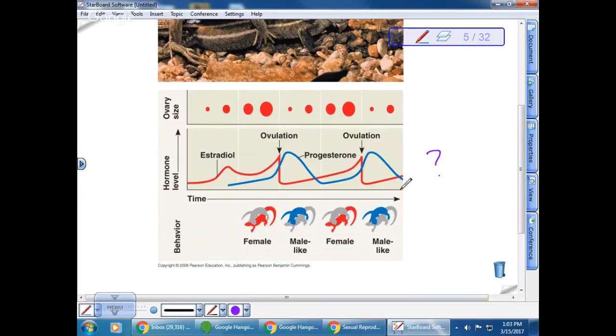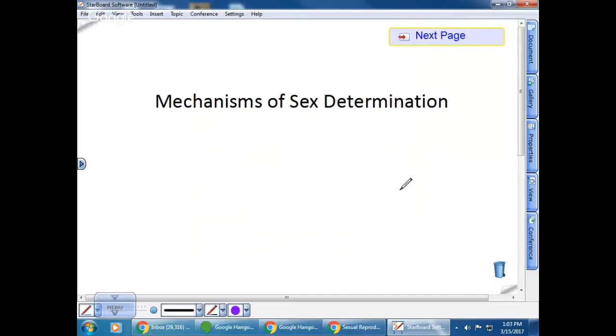Okay, so we're going to take maybe a 5-minute break here. I'm going to go to the bathroom, and we're going to talk about sex determination and mechanisms of sex determination.